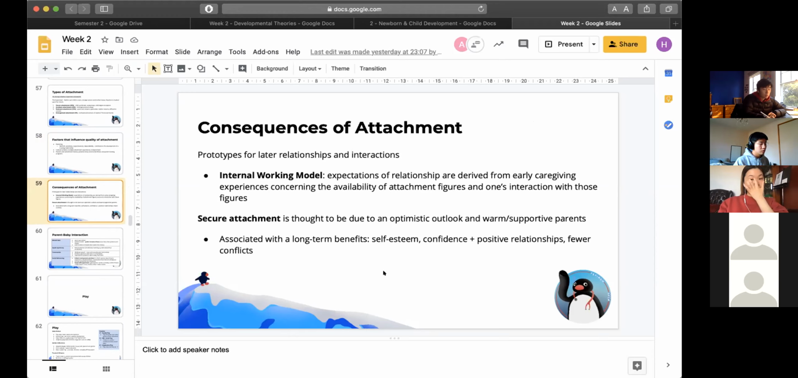The consequences of attachment are basically that it's a precursor for later relationships and later interactions as the child develops and into later life. So the internal working model says that expectations of a relationship are derived from early caregiving experiences. That would be when they're in the attachment phase of child development. Secure attachment is thought to be due to an optimistic outlook and warm, supportive parents, and it's associated with a lot of long-term benefits, like good self-esteem, confidence, development of positive relationships, and fewer conflicts in later life.